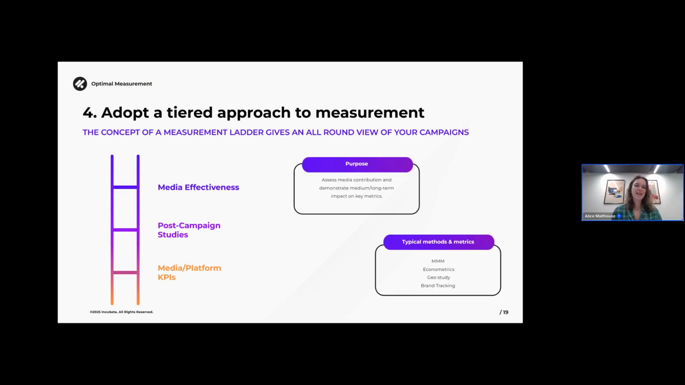And then finally, as we make our way up the ladder, we want to be looking at media effectiveness. So with every step, your measurement becomes like the view is over a longer period of time. So with your media effectiveness, you want to look at your media contribution across medium or long-term impact across key metrics. So some media effectiveness studies could be employing econometrics, maybe having a geo study or brand tracking over time to see how awareness or consideration changes within your key user base.